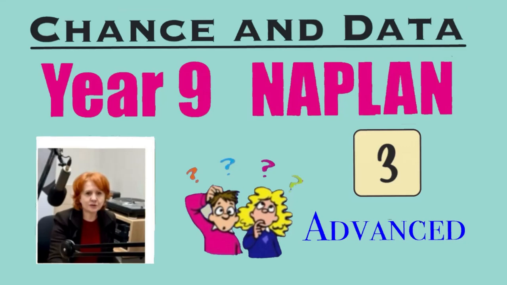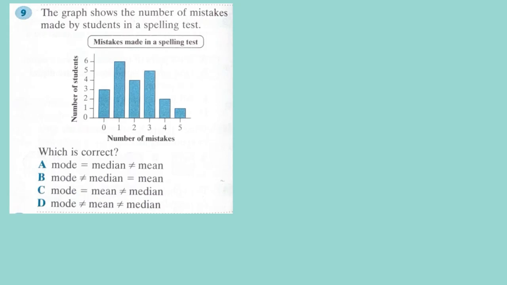Hello Year 9s, and this is the third part of Advanced in Chance and Data for NAPLAN. We're looking at a graph that shows the number of mistakes made by students in a spelling test, and we want to find out which is correct, A, B, C or D. So we need to understand what the mode, the median and the mean is.